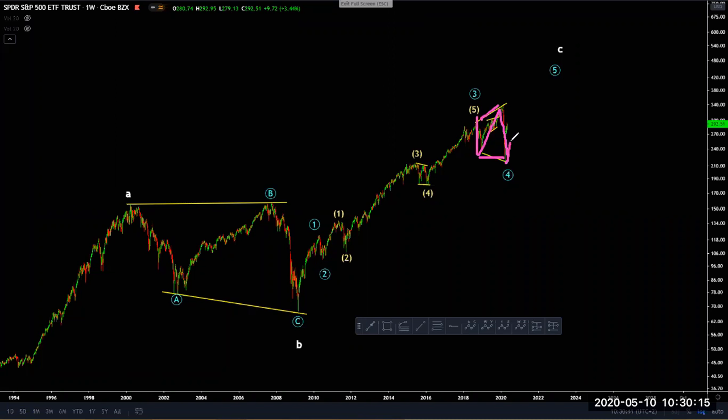So if this is the case, that means we've already started an impulsive move here. We should see a pullback, no longer a reversal. We should see a pullback before we make a continuation to the upside to complete that wave 5 in blue.